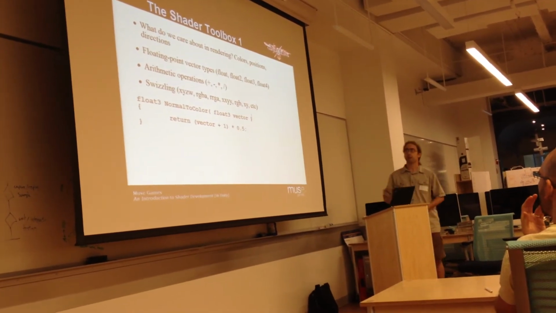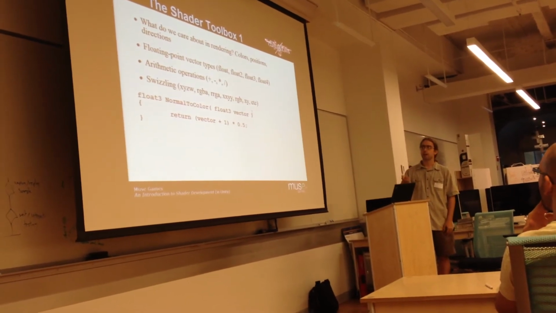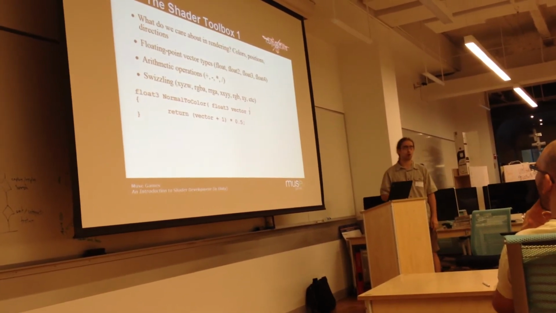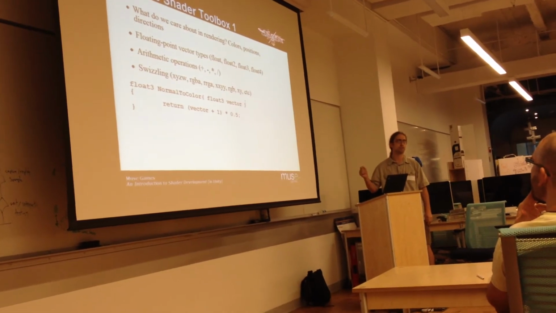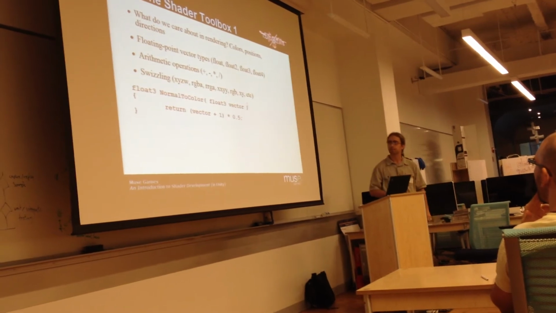So, on all these types, you have basic arithmetic operations. These are pretty familiar. Times and divide, in this case, are component-wise multiplication and division of the vectors. That is not proper vector multiplication. I'll come to that in a moment.